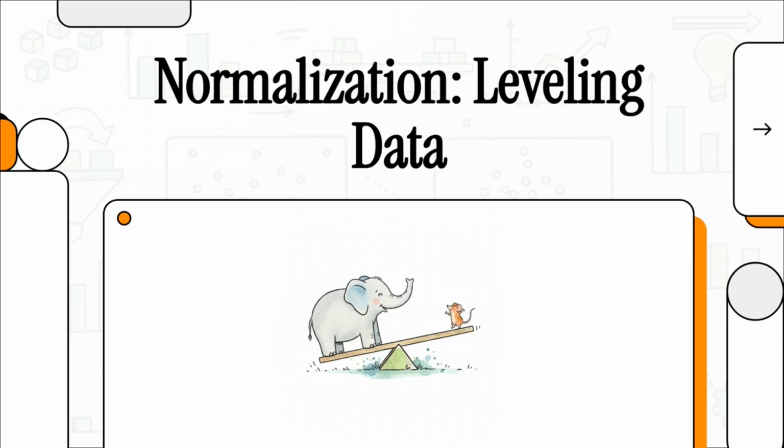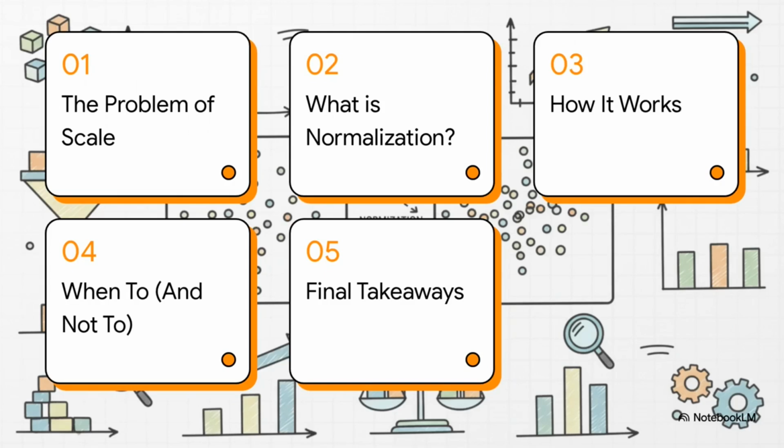We're talking about normalization. Here's what we've got on tap. We're going to start with the why, the problem that different scales create in the first place. Then we'll get into what normalization actually is, and, of course, how it works with a super simple example. After that, we'll get practical and cover when you should use it, and, just as importantly, when you shouldn't. And we'll wrap it all up with the key takeaways.